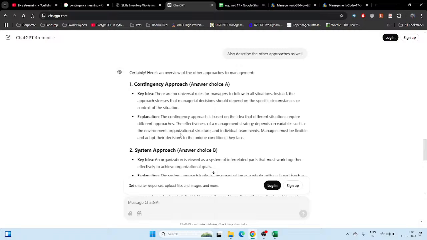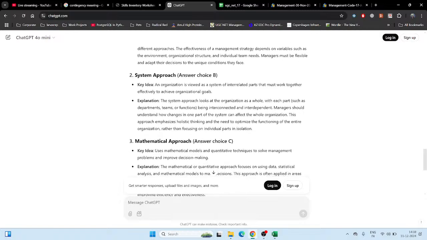Contingency approach. There are no universal rules for managers to follow in all situations. Instead, the approach stresses that managerial decisions should depend on the specific circumstances or context of the situation. The contingency approach is based on the idea that different situations require different approaches. The effectiveness of a management strategy depends on variables such as organization structure and individual team needs. Managers must be flexible and adapt their decisions to the unique conditions they face.